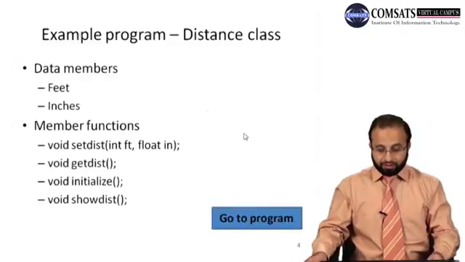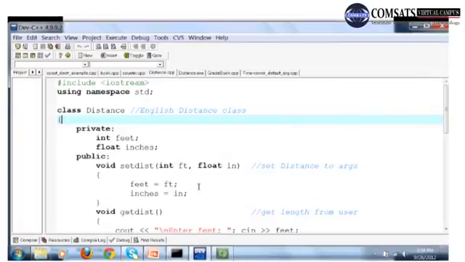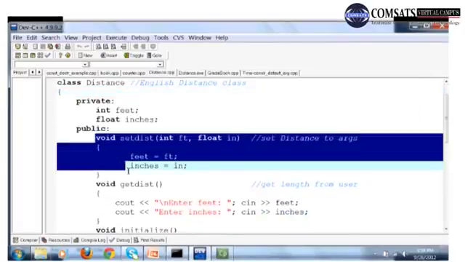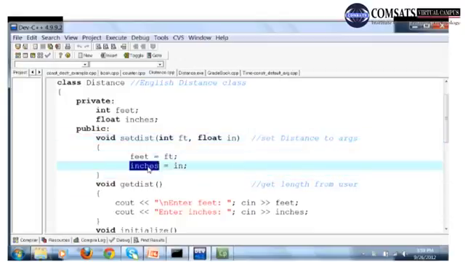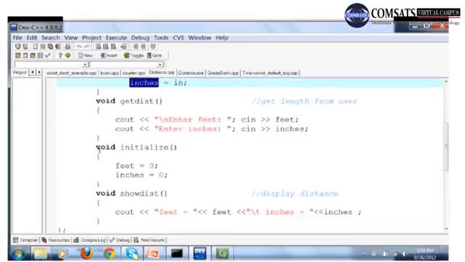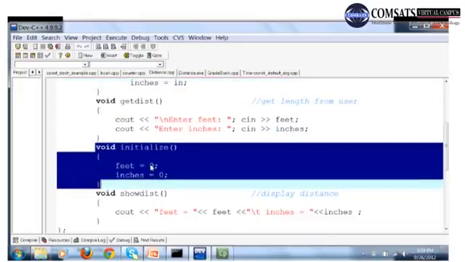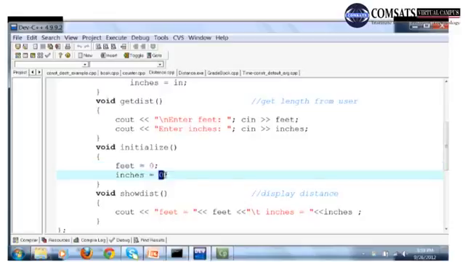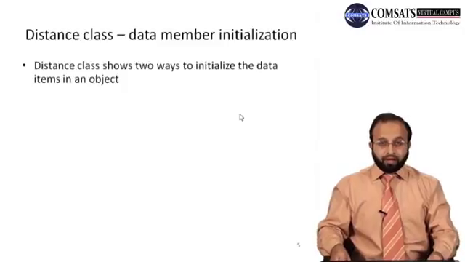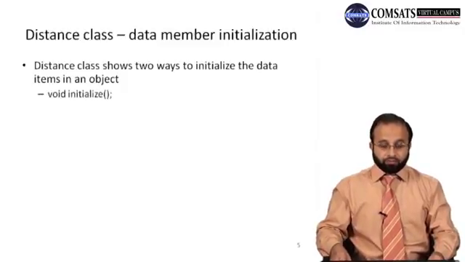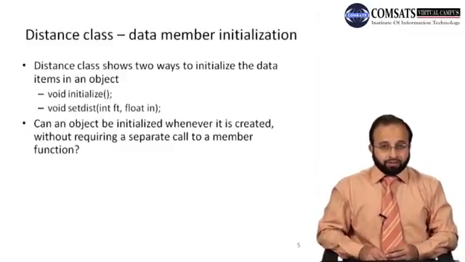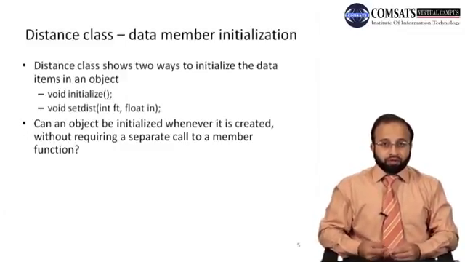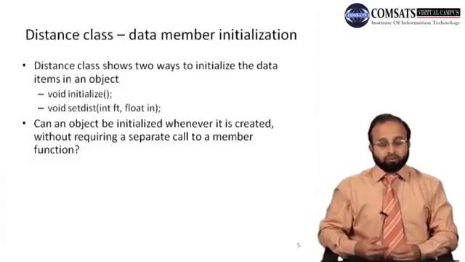Let's go to the previous slide and see this program, just a quick go through. So this is the setDest function. You pass these values and it will assign these values to the private data members of the object, and this is the initialize function that initializes the private data members of the object with 0, right? So these are the two functions by using which you can initialize the private data members of an object. You have to call these functions explicitly. Explicitly means that you have to call that function. It will not be called automatically.